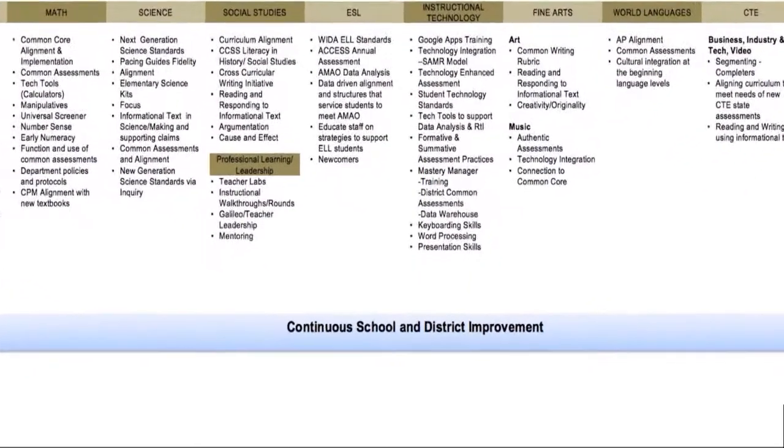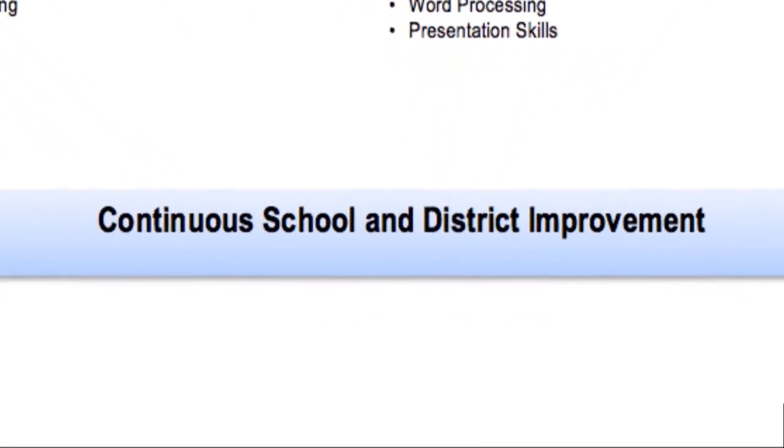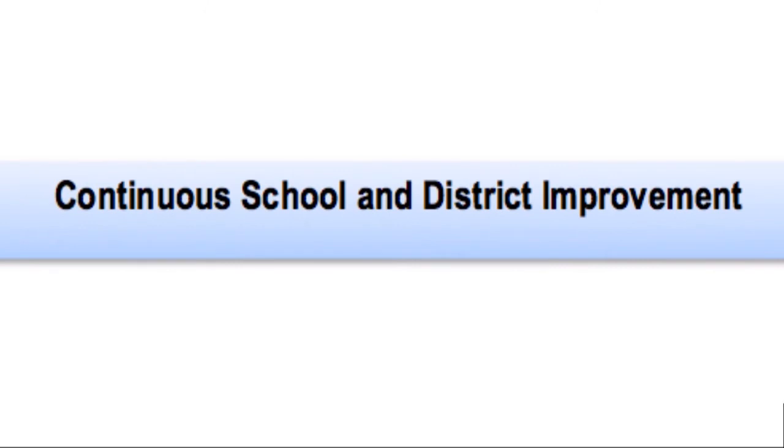And finally, the last band on the instructional priorities document lists the continuous school and district improvement. We know that it is important that we always work in a continuous improvement model so that we're always growing and improving as we all work together to increase student achievement.